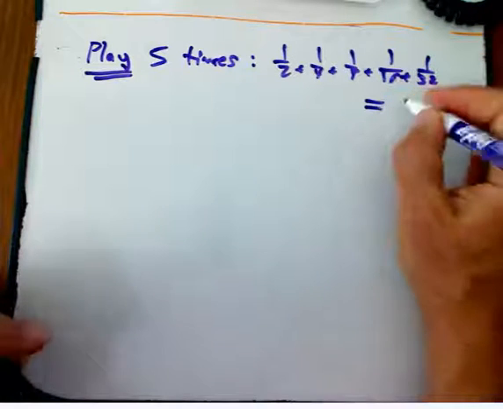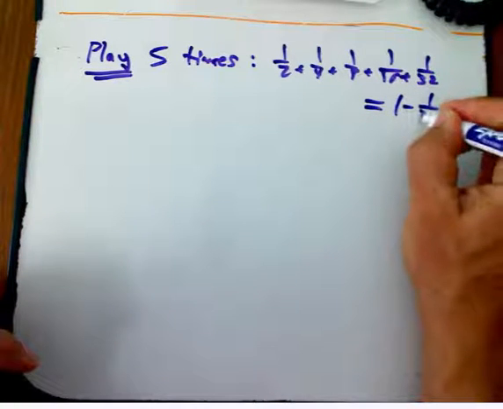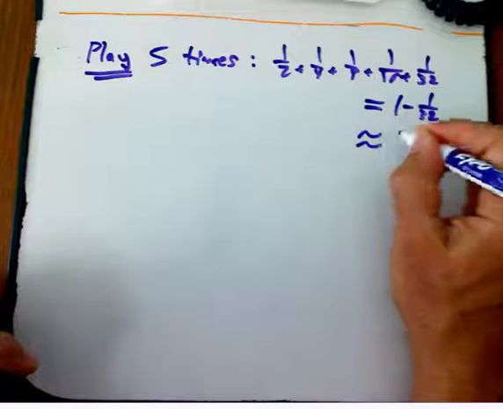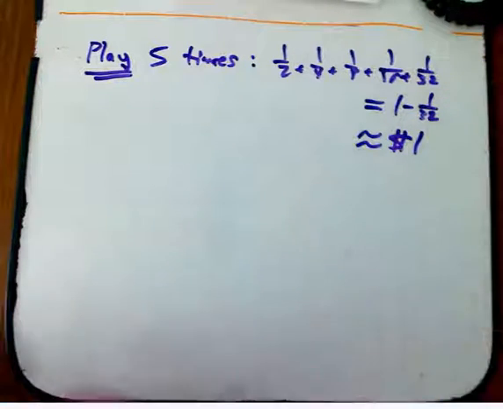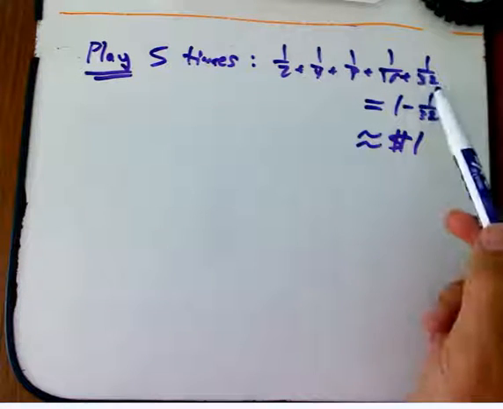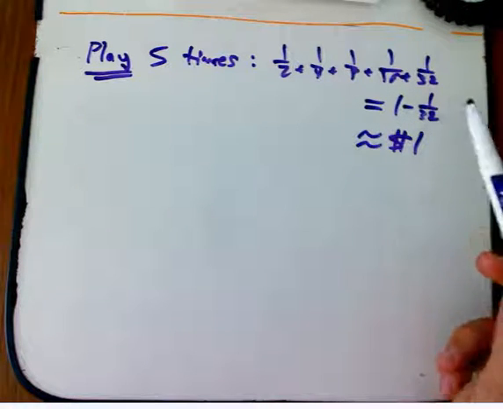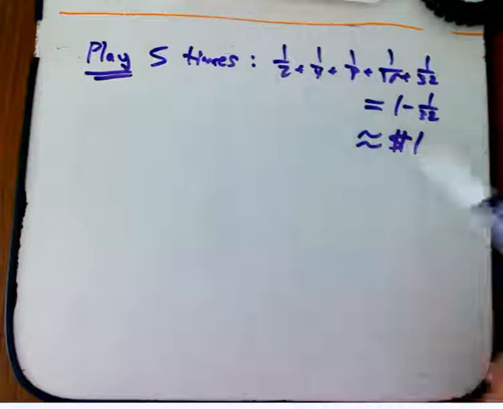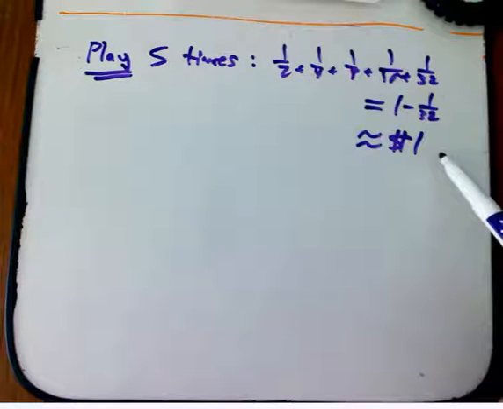That isn't equal to 1, but it's pretty close. You know what? That's pretty darn close to $1. It's 97 cents, basically. So already, even if we only play a fairly short amount of time, it does not take long to flip 5 coins, we're already pretty close to that idealized expected value of $1.